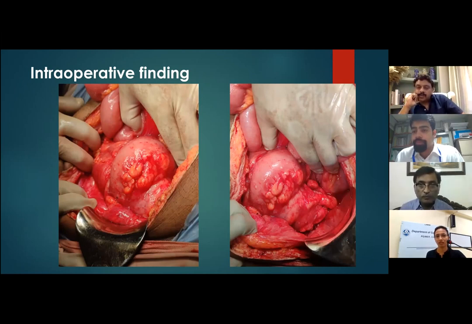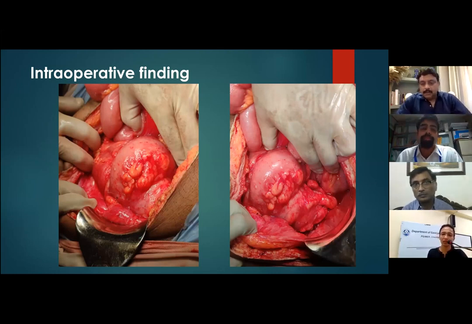So what is the stage according to you? Sir, based on CT, if we need to decide the preoperative TNM staging, it will be a T4, because the tumor seems to be infiltrating the psoas muscle as well as the ureter. So it is almost T4b.